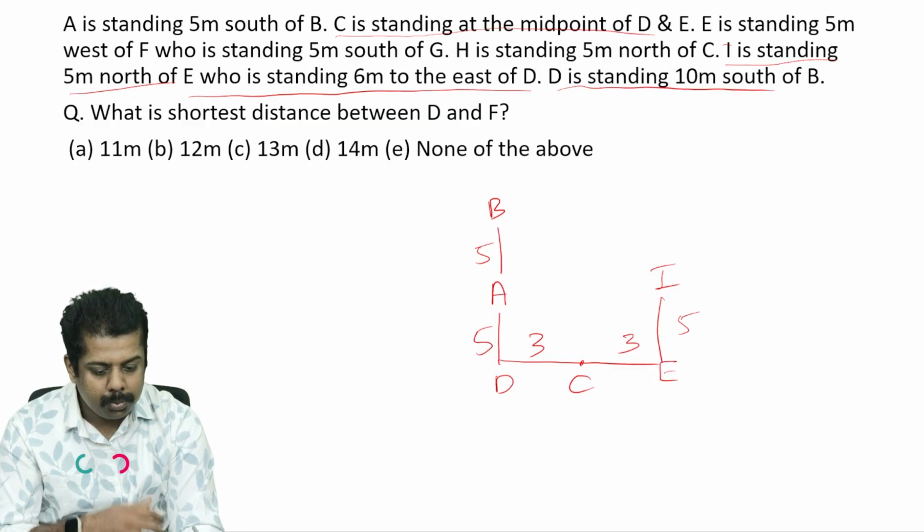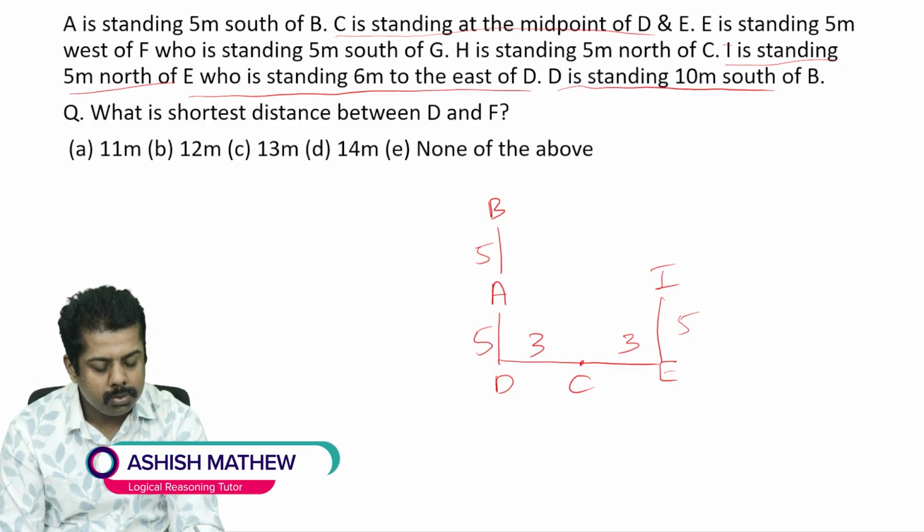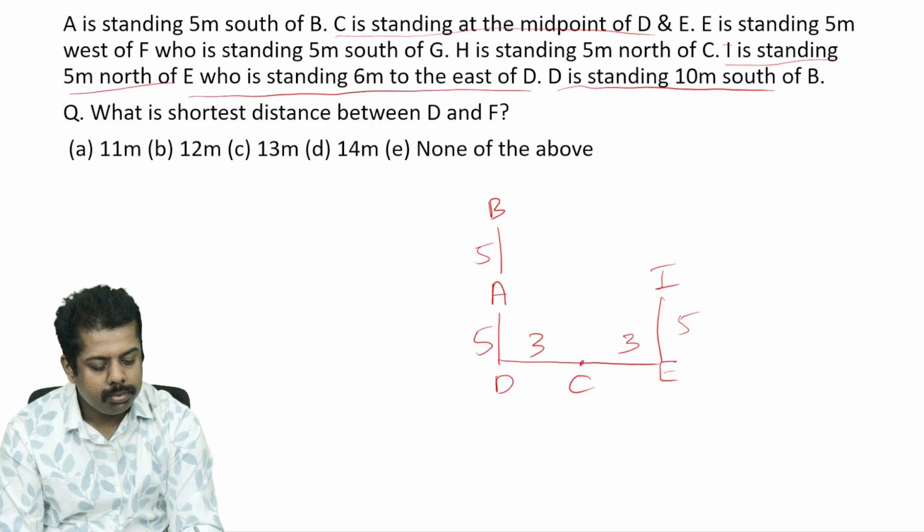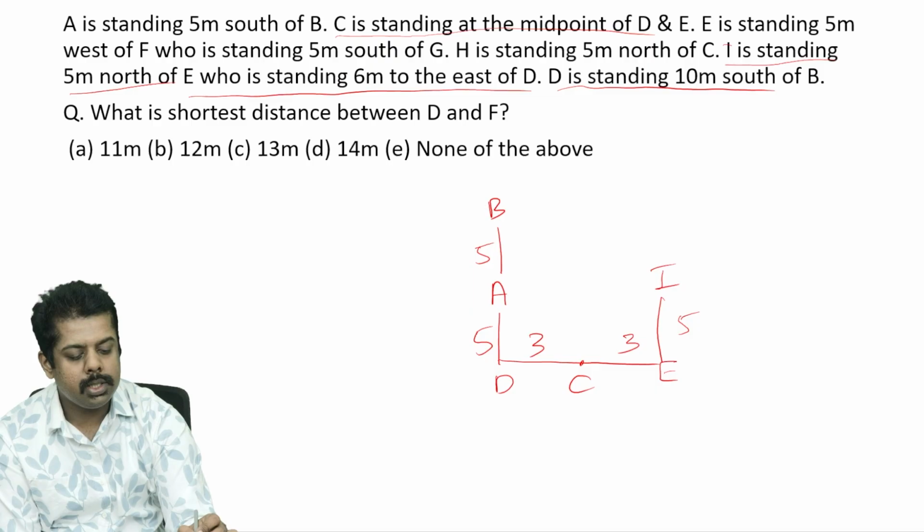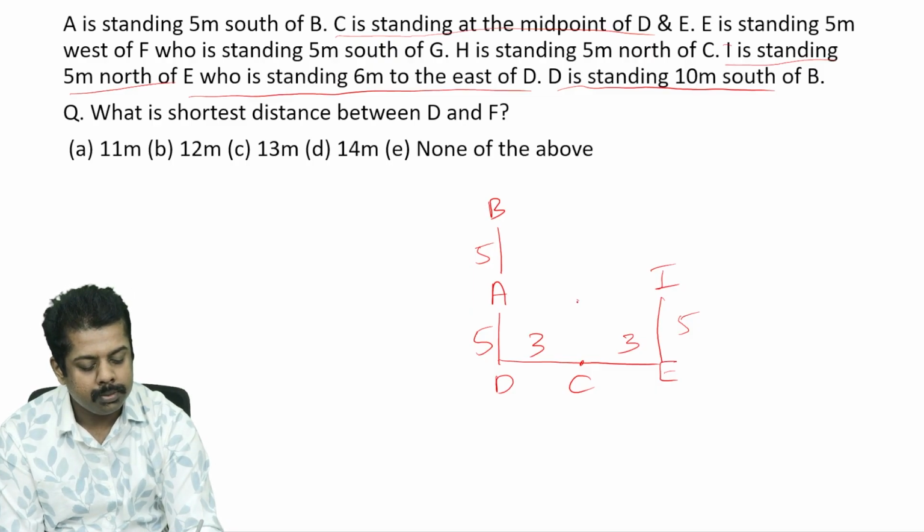Now from E to F we have a point, and F to G we have a point. Okay, we can try and connect these points. H is standing 5 meters north of. H is placed here, 5 meters.